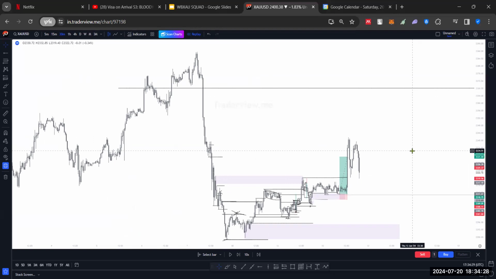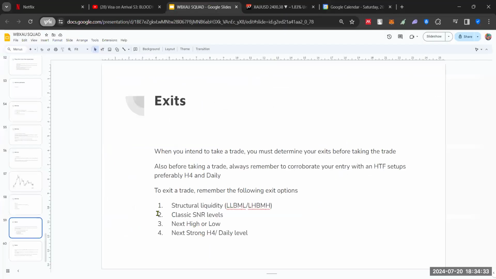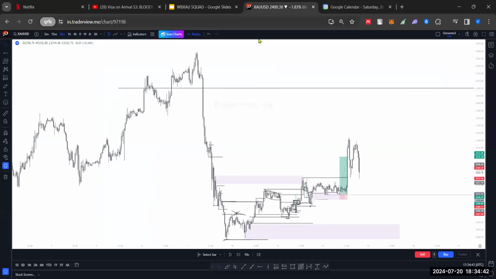So we have different entries, different exit points. For the exit, like I mentioned, structural liquidity, classic scenario levels, the next high or the next low, and then the next strong levels. And when price gets to a level, you want to ask good questions. Is there an MSU into this level? Is there an M5 engulfing forming around this level? Is there an M5 engulfing fill that I can trade from? And if you're lucky to have gotten to the level after there's an MSU away from the level, then that means you have gold in your hands, and then you can trade comfortably from that level.